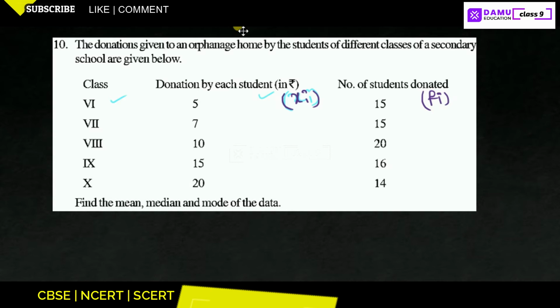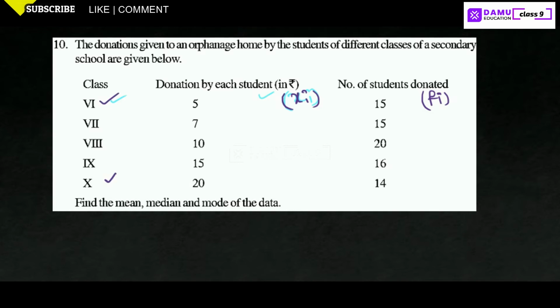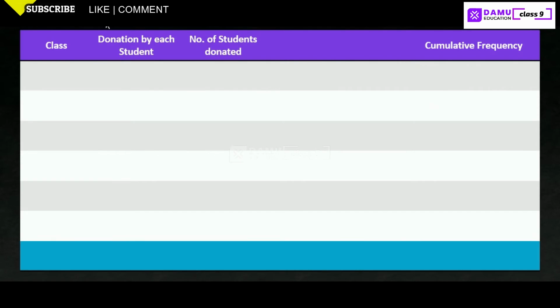How many students gave 5 rupees, 7 rupees, like that? From 6th to 10th, find the mean, median and mode of the following data. First write all the given classes: 6th, 7th, 8th, 9th and 10th. The donation by each student is xi, the number of students is fi, then fi xi. Also give a column of cumulative frequency for finding the median.